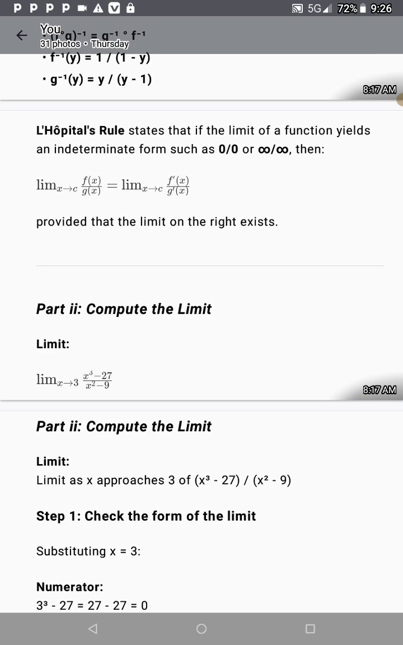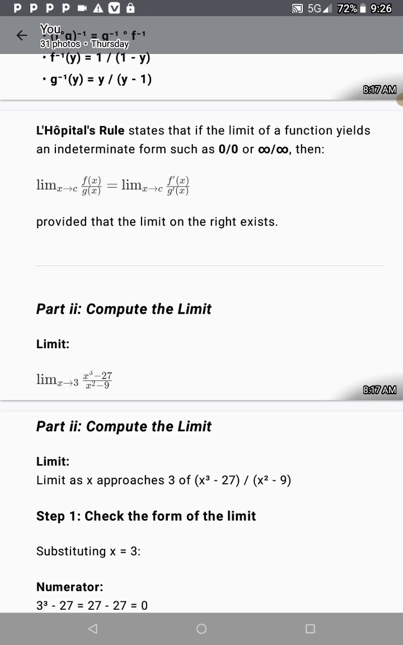L'Hopital's rule states that if the limit of a function is an indeterminate form, that is, by direct substitution, if they give you a function, set it to a point, and you directly substitute and you are getting an indeterminate form, which is 0 over 0 or infinity over infinity, then by L'Hopital's rule, the limit of that function will be equal to the limit as x tends to the point of the derivative of the numerator over the derivative of the denominator, provided that the limit on the right exists.